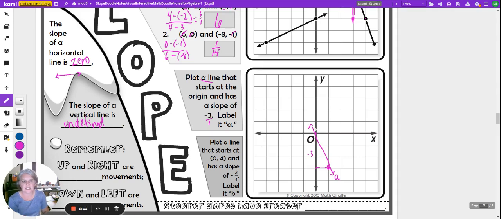Plot a line that starts at 0, 4. Let's do it in a different color. 0, 1, 2, 3, 4. And has a slope of -3/4. So we go down 1, 2, 3, rise over 4. 1, 2, 3, 4, rise over run. So we went down 3 because it's negative and over 4 in the positive direction. And there is my line. It says label it B. So I have A and B drawn on here. If we want to get fancy, we can make them like block letters or something. I don't know. Here's my A and my B. And I never did go up here and calculate the slope of each of these lines. So let's go back and do that real quick.